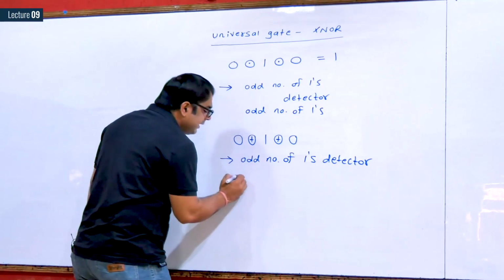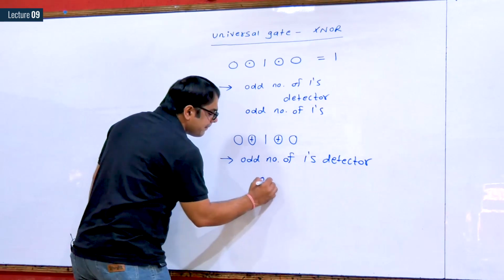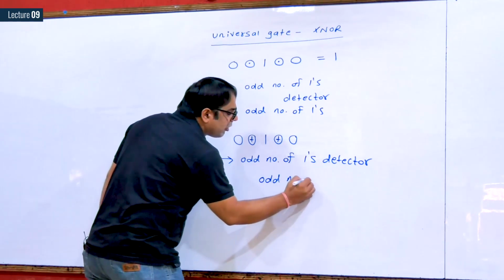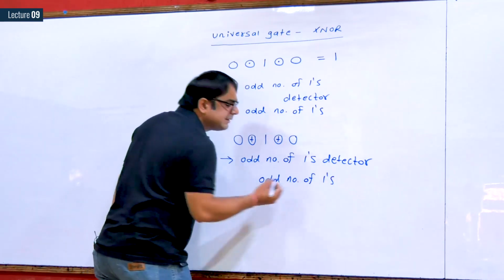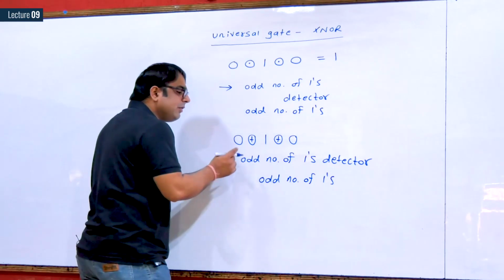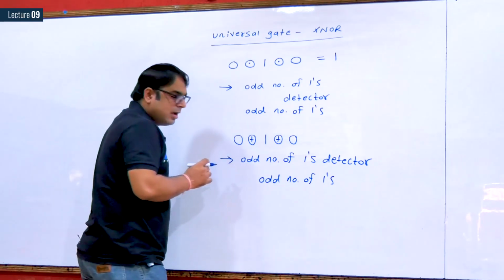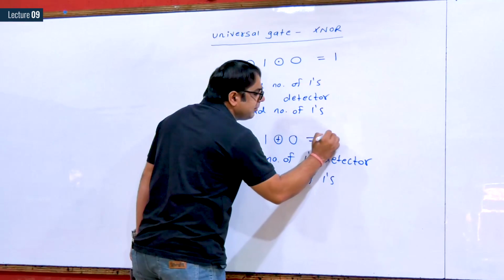So, how many number of ones are there? Again, odd number of ones are there. So, it will be detected. So, your output will again be equal to 1.